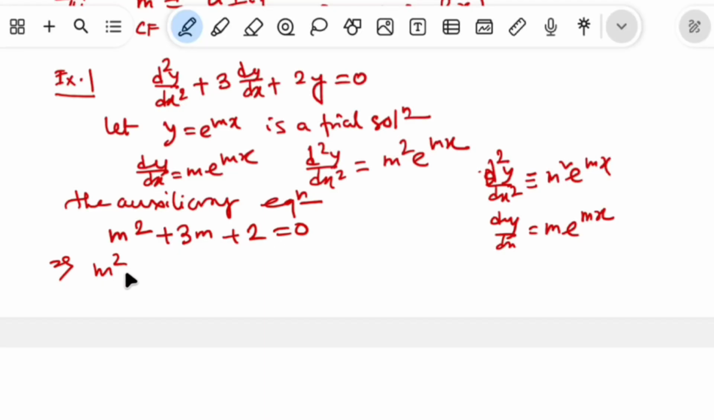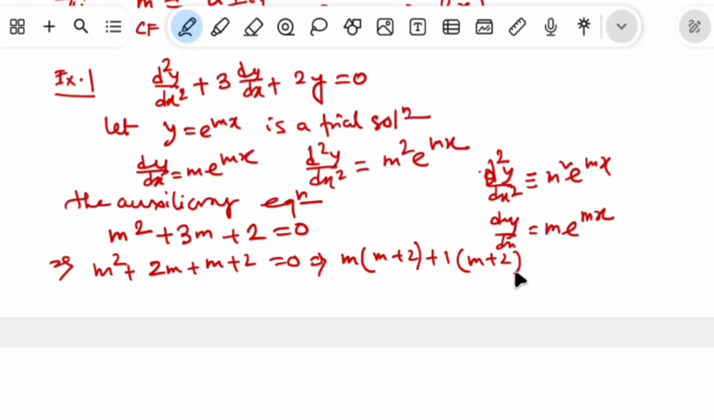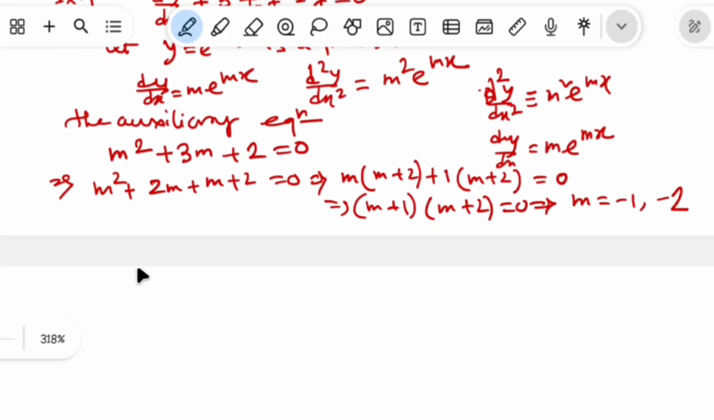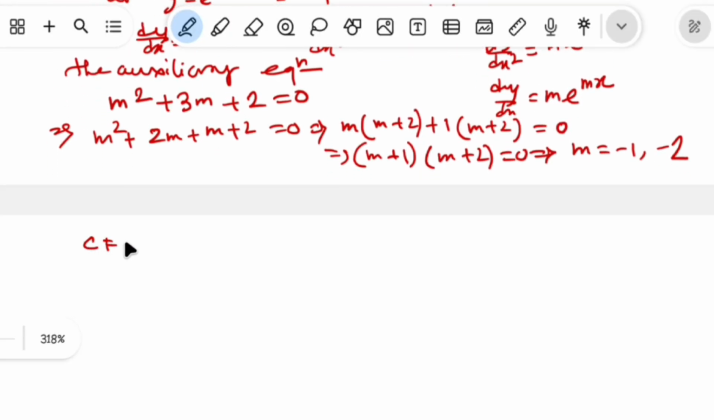Now if I factorize it, that is m^2 + 2m + m + 2 = 0. From here we get 2 into (m + 2) + 1 into (m + 2) = 0, which is (m + 1)(m + 2) = 0. That gives m = -1, -2. Therefore our CF, complementary function, is C1 e^(-x) + C2 e^(-2x).